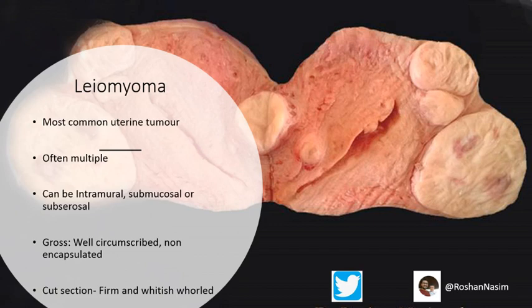So firstly, Leiomyoma is the most common uterine tumor, and mostly they are seen as multiple lesions, and it can be intramural, submucosal or subserosal, and grossly they are well circumscribed and non-encapsulated, and the cut section is firm and whitish whorled. This is the usual Leiomyoma.